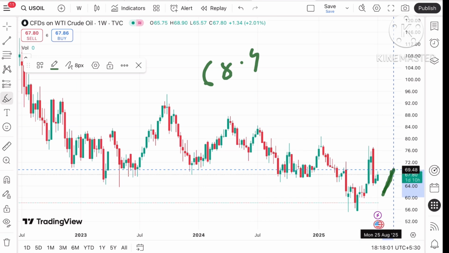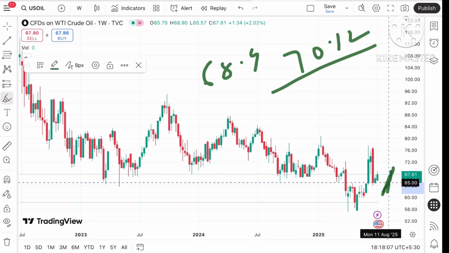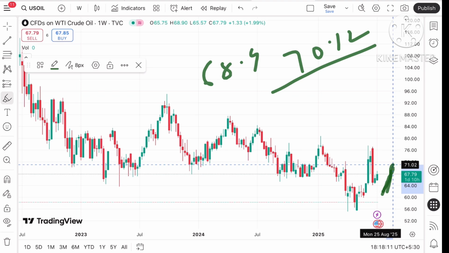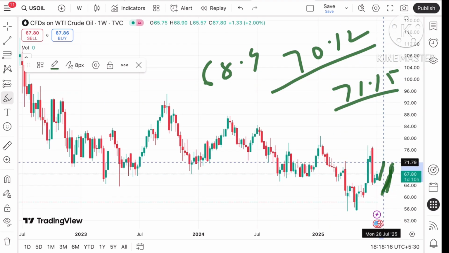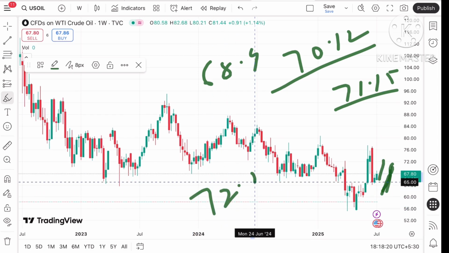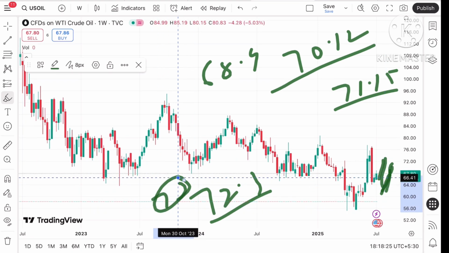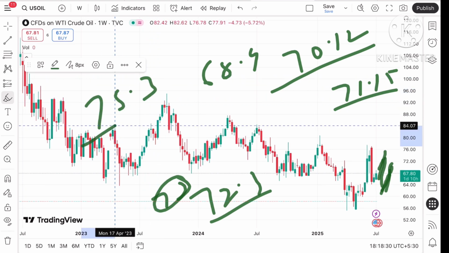above that level, probability of going towards the next level, that is 70.12, we can see. Suppose the price sustains 70.12, probability of going towards the next level, that is 71.15, we can see, and if the price goes above this level, probability of touching $72.3 is there. Okay, and if that sustains, we can see it can go further upside towards $73. Okay, and if the price moves above this level, probability of touching 75.3 is there.